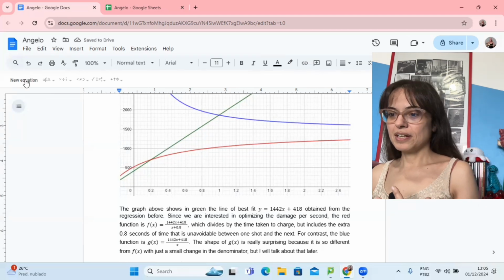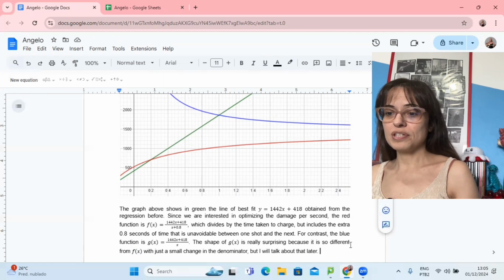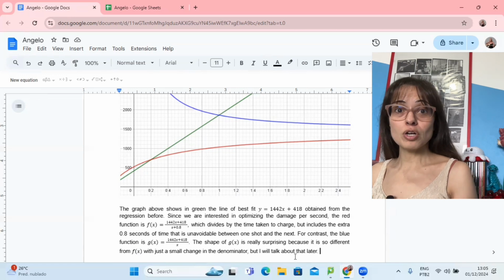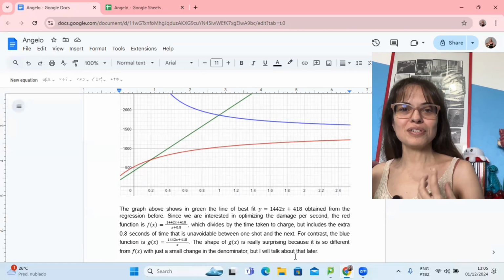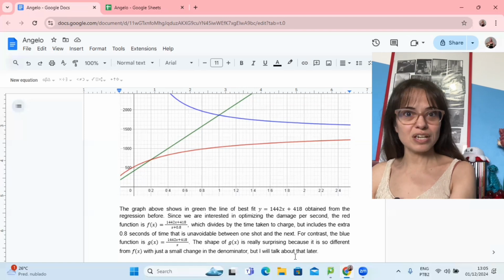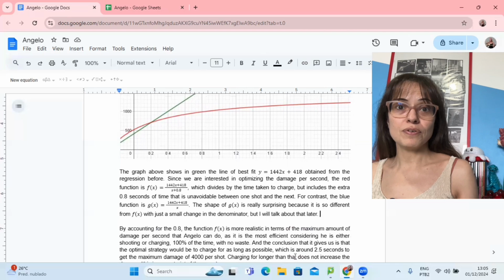So here's the sentence that I'm adding. The shape of the g function is really surprising because it is so different from f with just a small change in the denominator. But I will talk about that later. Okay, so now I've put the sentence here. I have calmed the nerves of my reader. He knows that I've seen it. And I can go back to talking about the red function.